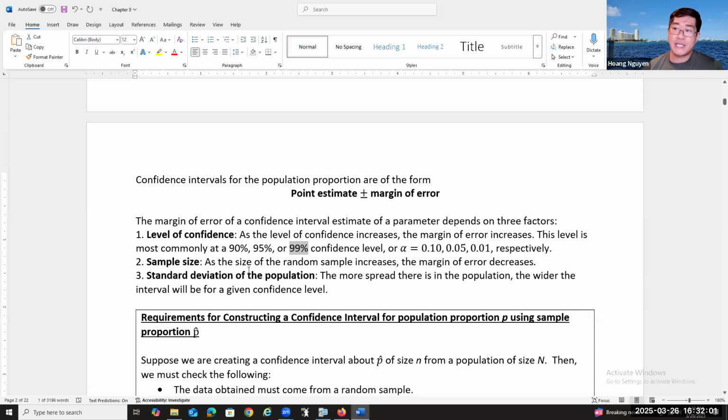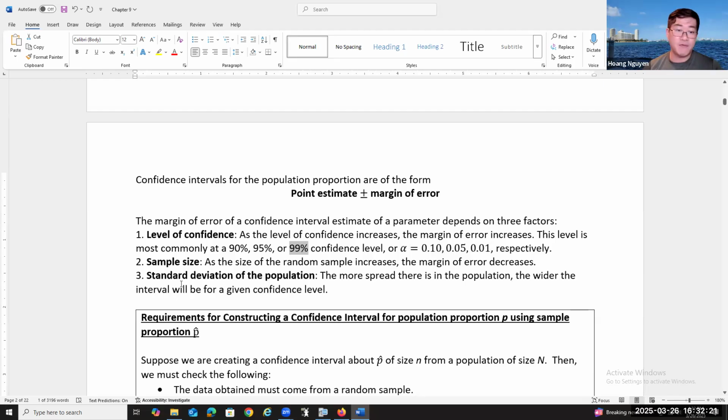Now we're going to talk about the second factor that affects the calculation of the margin of error, which is the sample size. As the sample size of the random sample increases, the margin of error will decrease. So as the sample size increases, the margin of error decreases.